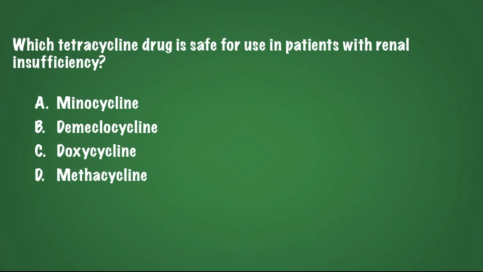Which tetracycline drug is safe for use in patients with renal insufficiency? Is it minocycline, demeclocycline, doxycycline, or methacycline? The correct answer is C. Doxycycline. Doxycycline is excreted mainly in the feces via bile and undergoes enterohepatic cycling. Hence, it does not affect the kidneys.